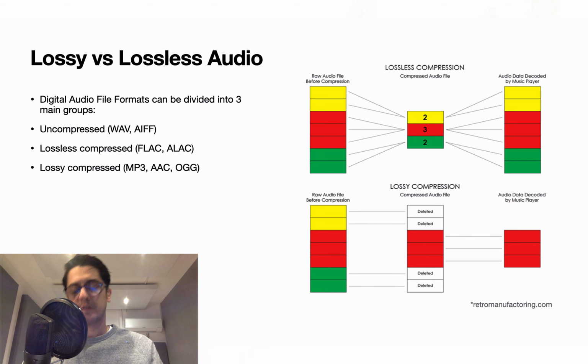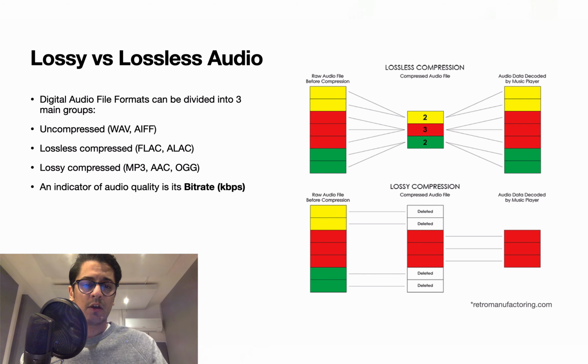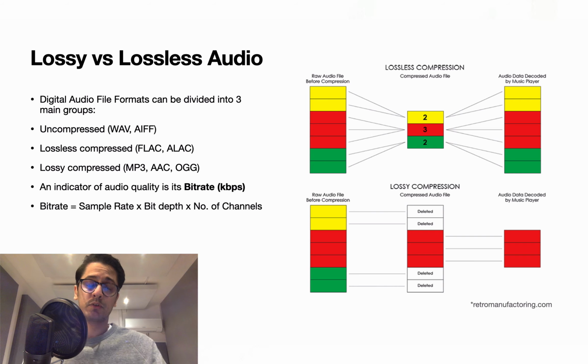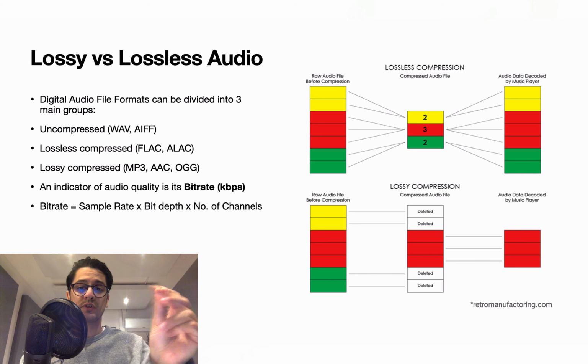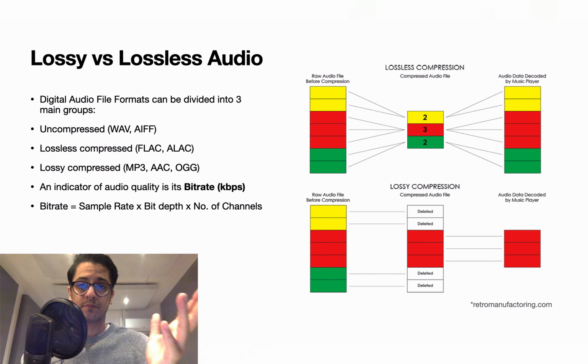Now, with all these file types in mind, an indicator of audio quality is its bit rate. It's a measurement known as kbps, or kilobits per second, where bit rate is simply the term that we use to describe the amount of data being transferred into the digital audio file. Now, it's very easy to calculate bit rates. We take the sample rate and multiply it by the bit depth, multiplied by the number of channels. Now, the lower the bit rate, the more data is being thrown away. Okay, it's once again not possible to retrieve that data or restore it to the file once it's gone.